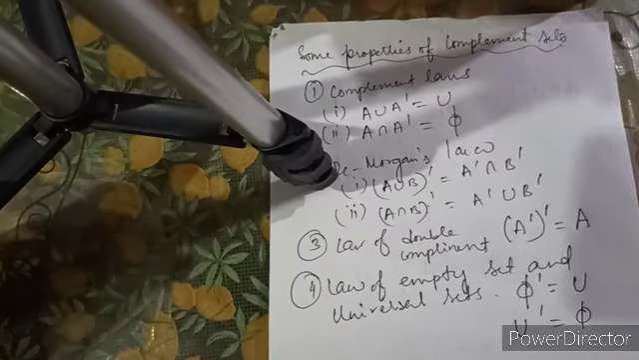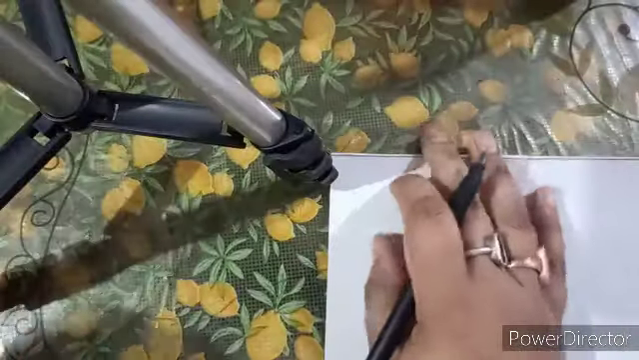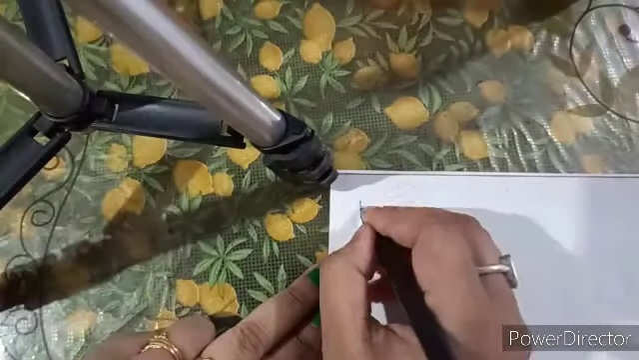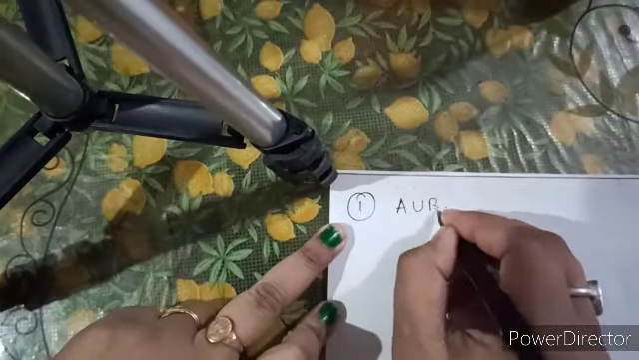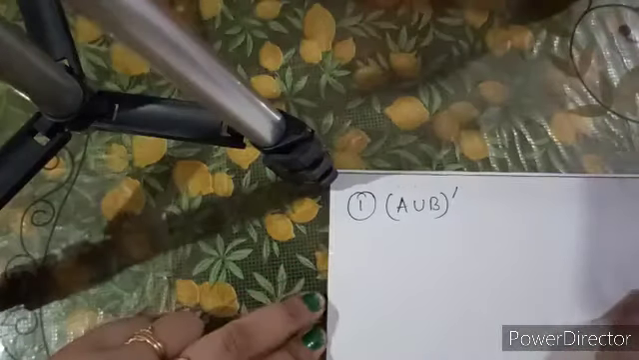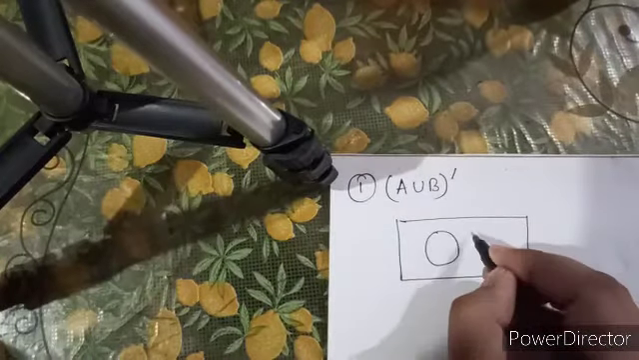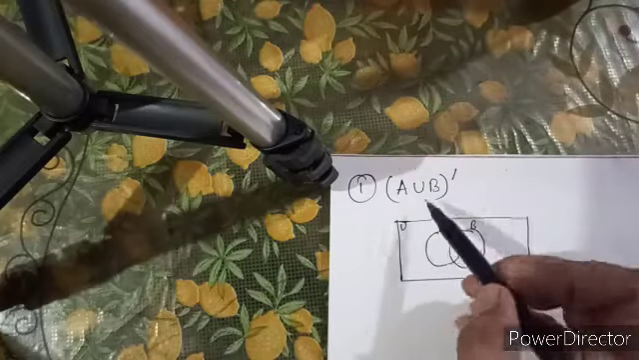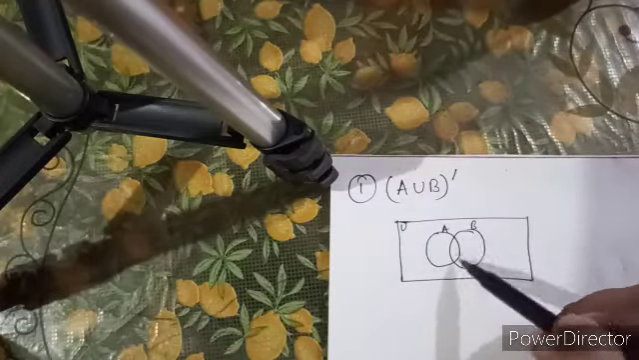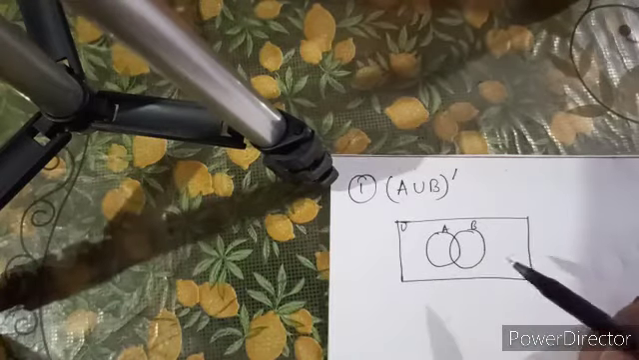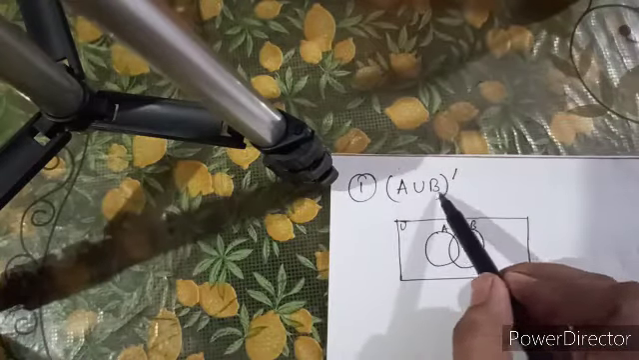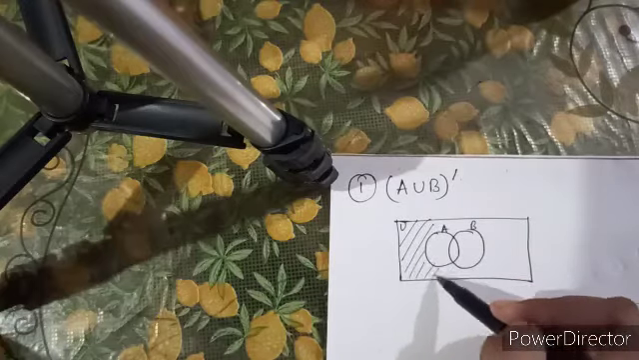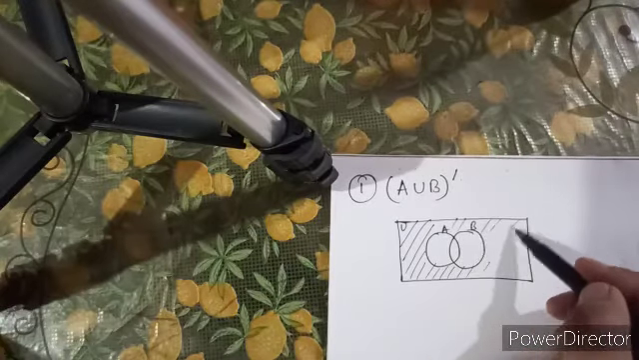Now let me draw some Venn diagrams for you all. Suppose you have A union B complement, how will you draw this in the Venn diagram? A and B will be like this. A union B means A and B will be colored, but your question is A union B complement, so you have to color the remaining outside part of A union B.